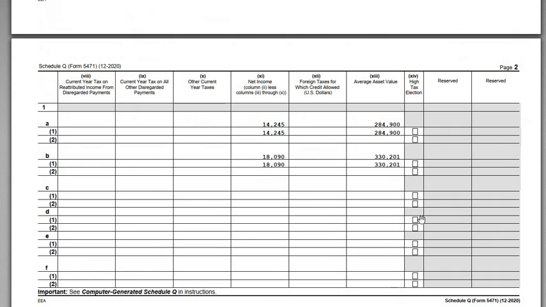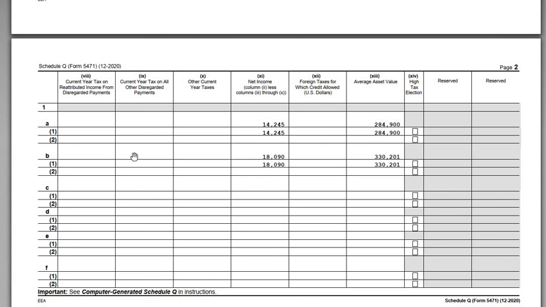Okay, now page 2 here, where the columns carry over, right? So current year tax, none. Current year tax on disregarded payments, other taxes, none of it is here. The adjusted net income column, column 6, so XI here, is going to be the same numbers as the gross amounts. Now here in column 7, so XII, you are supposed to enter the amount of foreign taxes that are actually creditable.